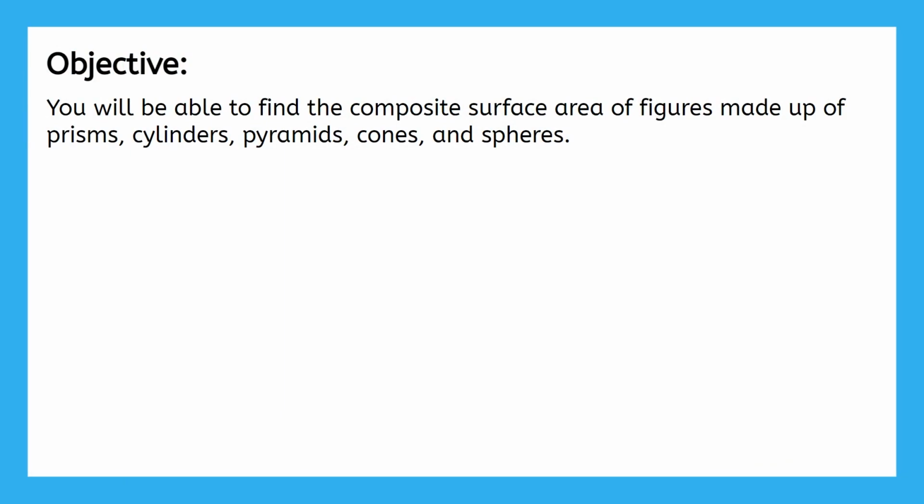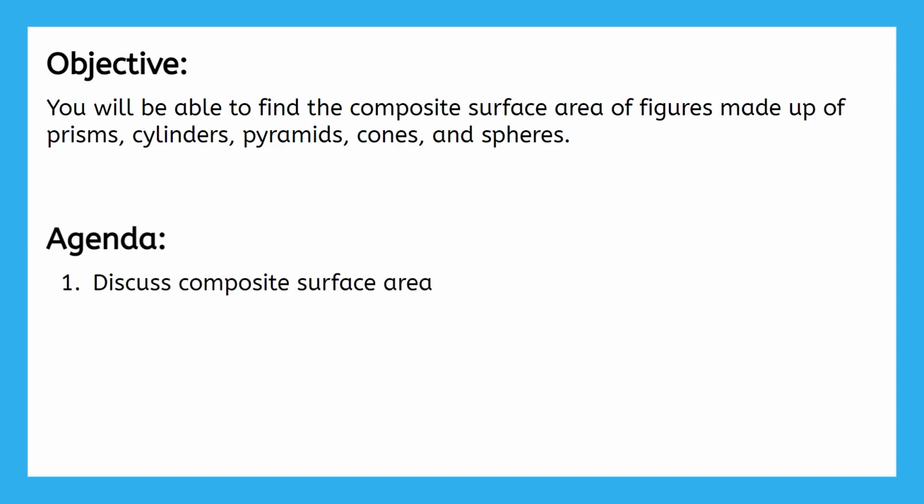By the end of this lesson, you will be able to find the composite surface area of figures made up of prisms, cylinders, pyramids, cones, and spheres. First, we'll discuss composite surface area, and then we'll complete 2 example problems.